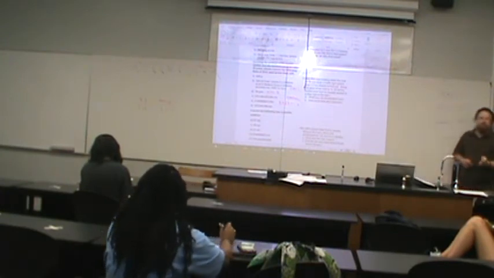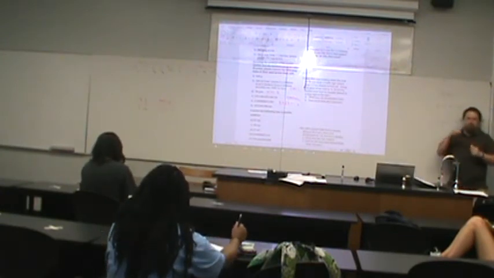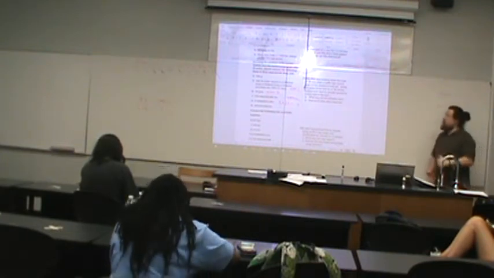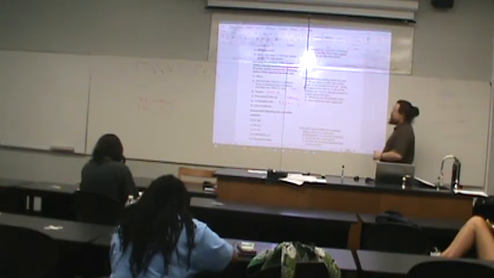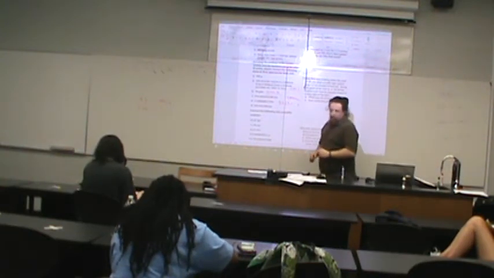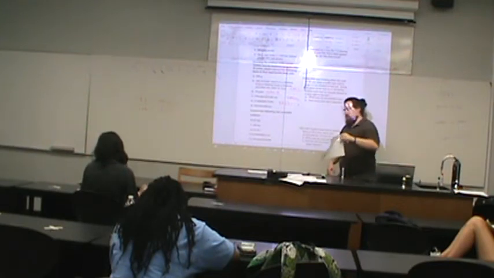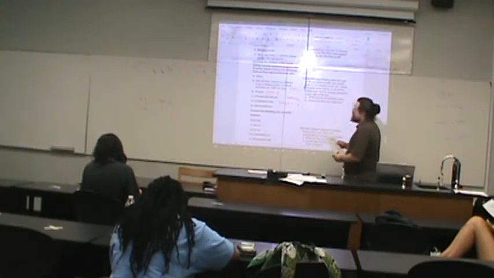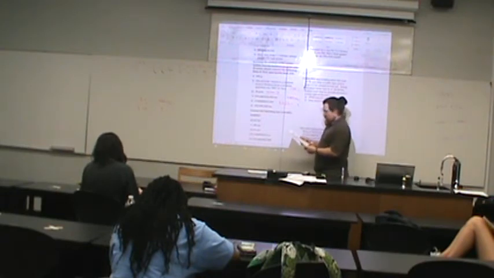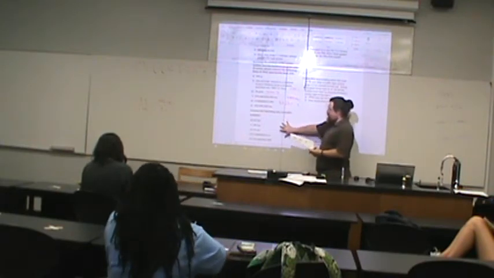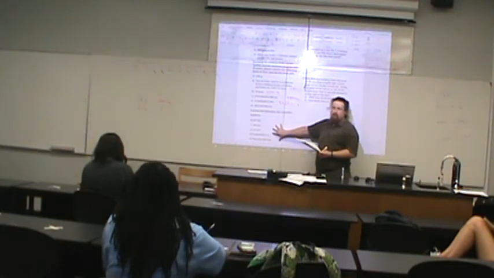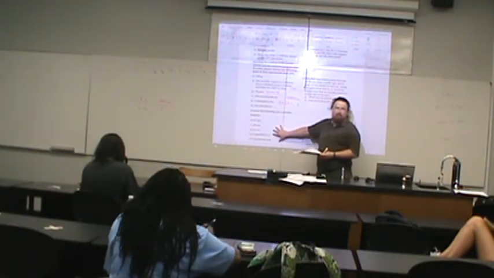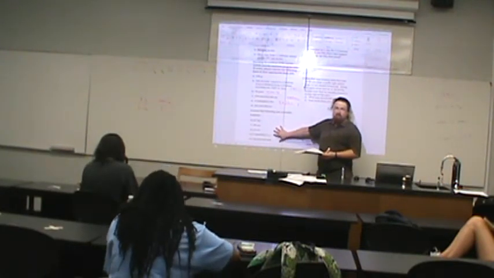How do you guys feel? Okay. Number 9 is simply kilometers back to meters. And then 10 through 14 are about scientific notation. Does anyone have any questions about scientific notation?